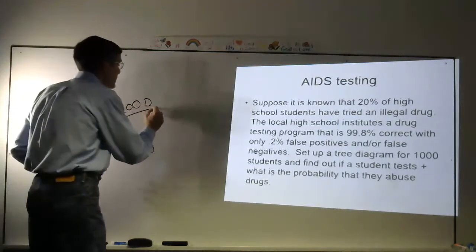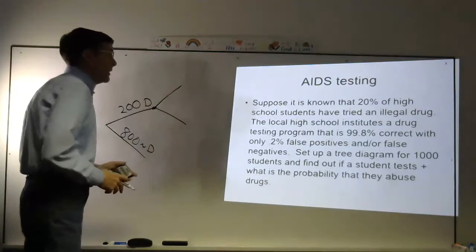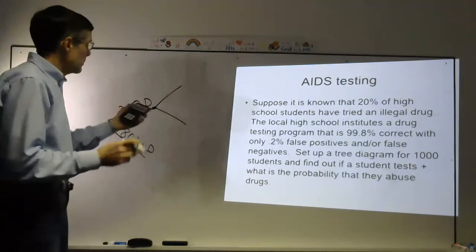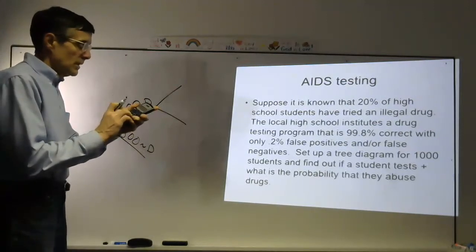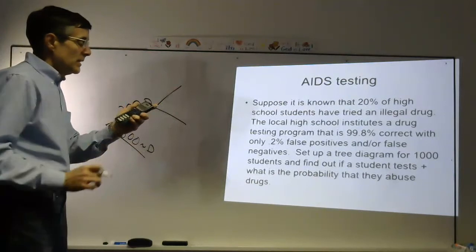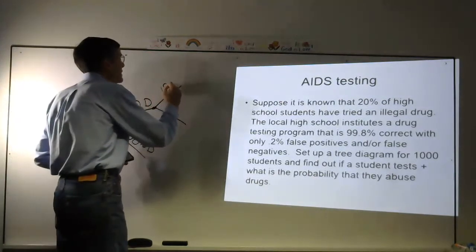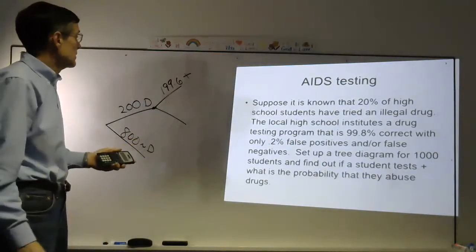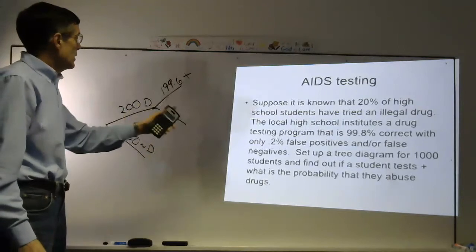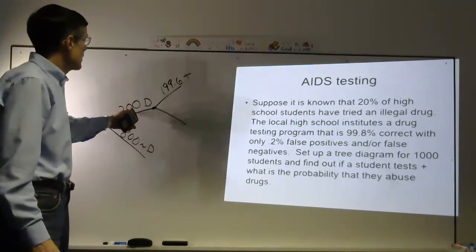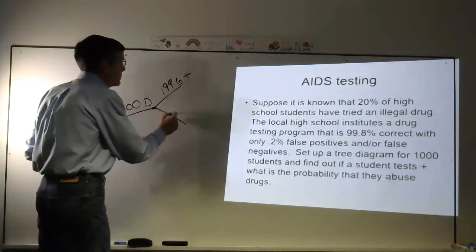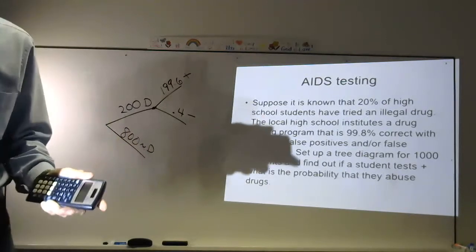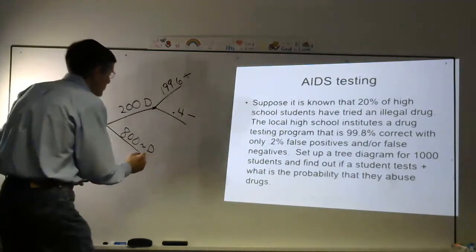They are tested. So of the ones that do drugs, it's 99.8% correct. So the ones that do drugs, I'm going to take 200 times 0.998, and 199.6 would test positive because they do drugs and the test is accurate. 0.002, you could take it times that, or just subtract this off of 200, 0.4 would test negative. It's a false negative. Okay? Set up a tree diagram now.